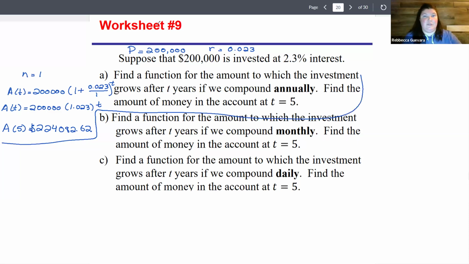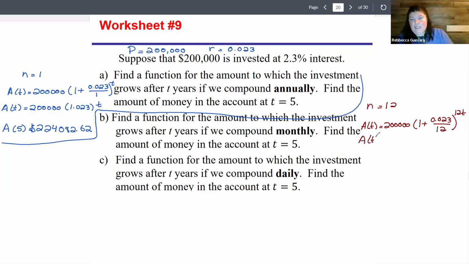Okay, so let's do this with B now. With B, we're compounding monthly, so N is 12. So we do A of T, we're doing the $200,000. And then we have 1 plus 0.023, but this is divided by 12, and this is 12 to the T now. So we want to get that rate.